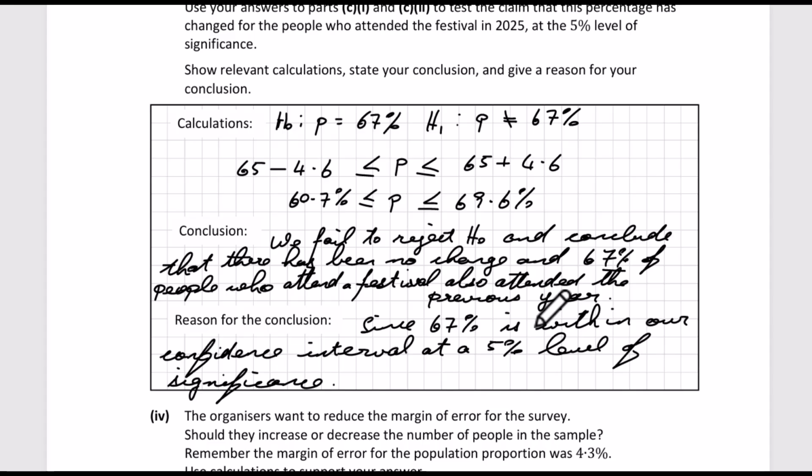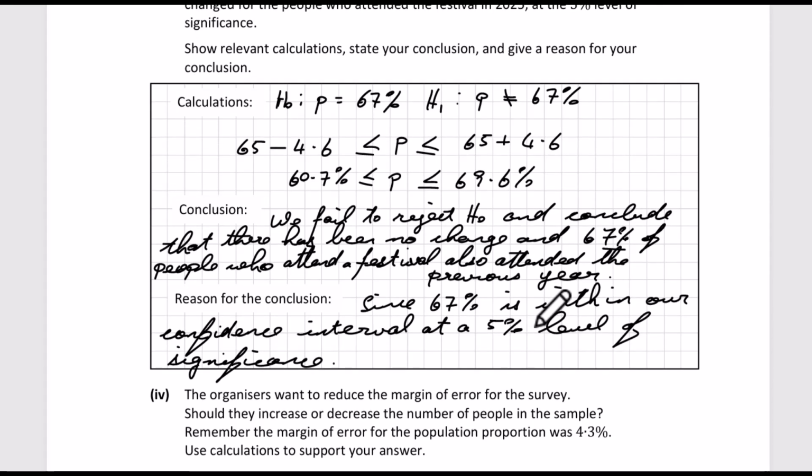So again, I've done this out already just to save some time. It's effectively just a hypothesis test. So what you're going to do is just write down H0 and H1. H0 is what's being claimed. Well, what's being claimed is that the population proportion, which is just P, is equal to 67%. So 67% of people who attend a festival had attended the previous festival as well. H1 is that the population proportion is not 67%.